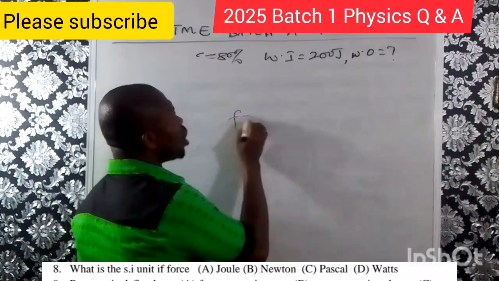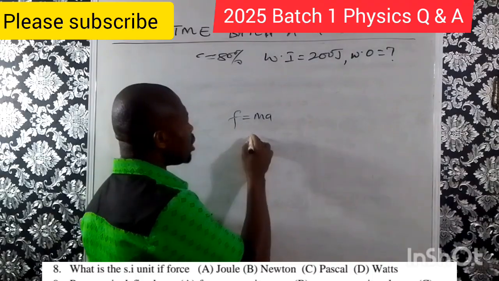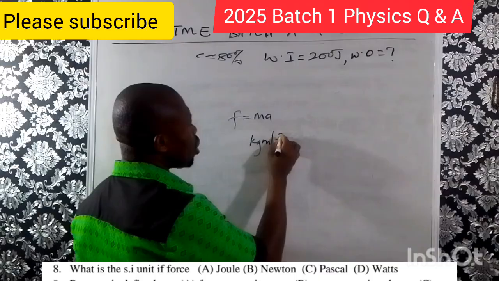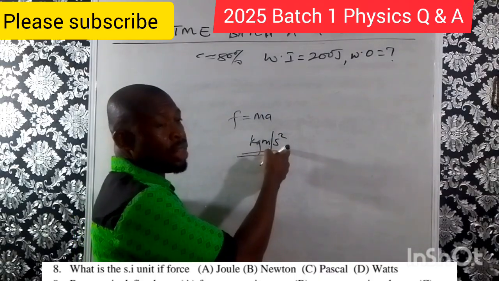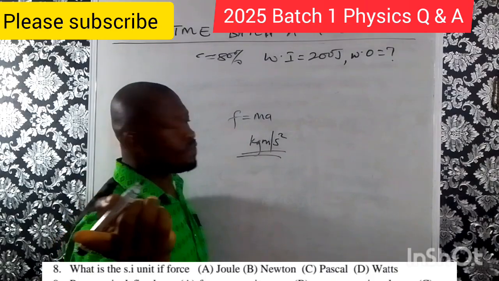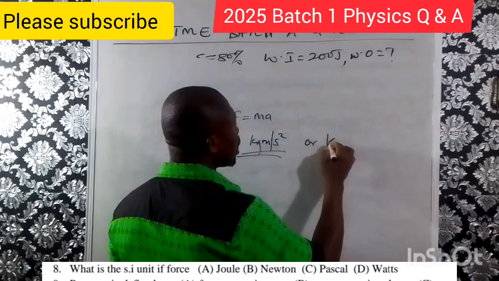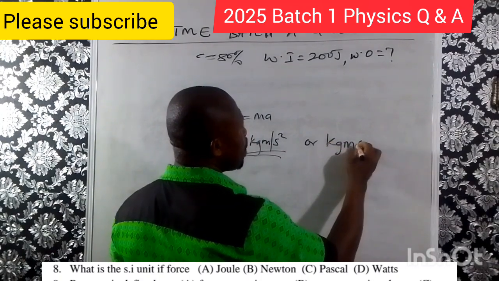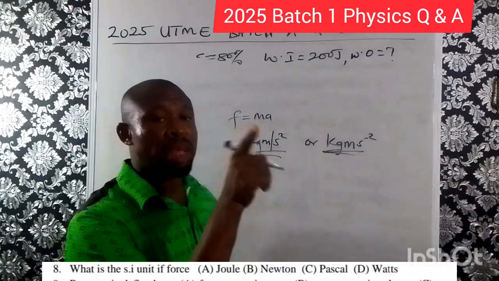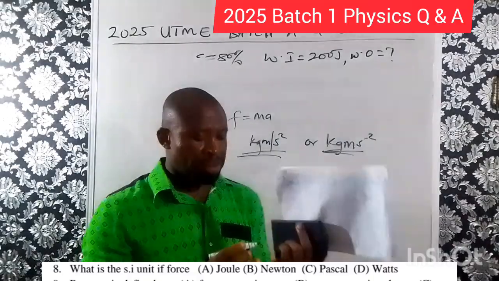Now, of course, you know that force is mass times acceleration. Mass is measured in kg. Acceleration is measured in meters per second squared. In case you see this, this is the same thing as Newton. Or you can still see kg meter per second squared. This and this are the same, and they mean Newton. In case you don't meet Newton, you will always meet this one.